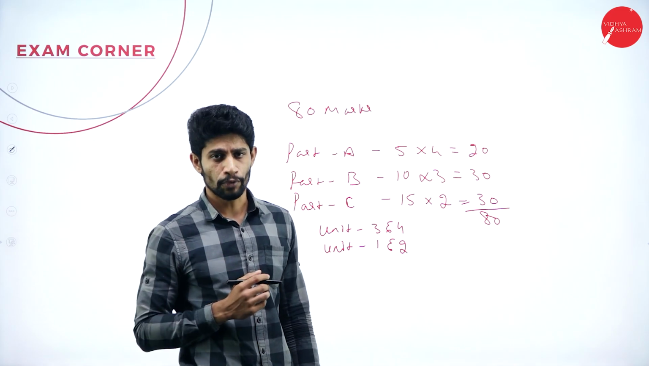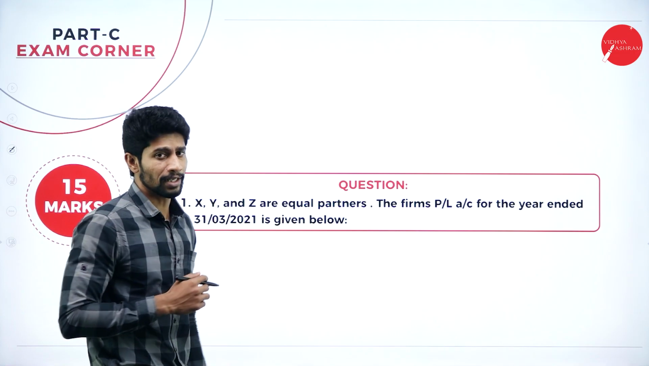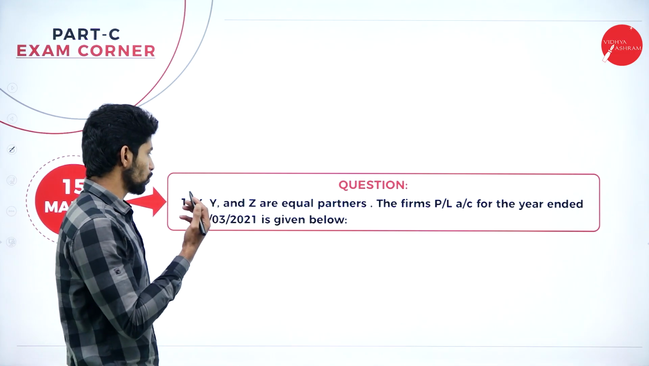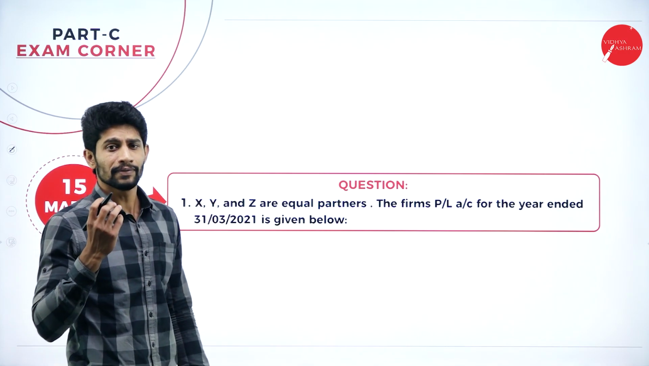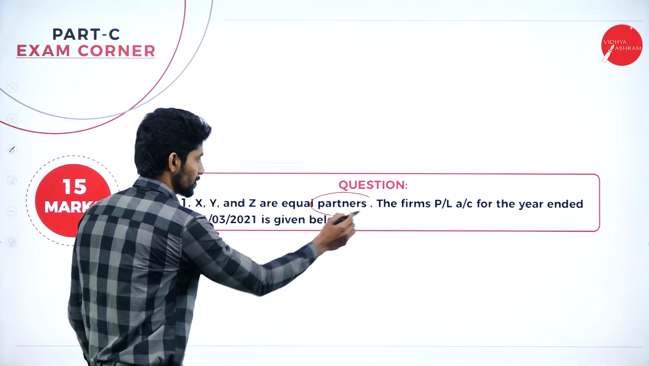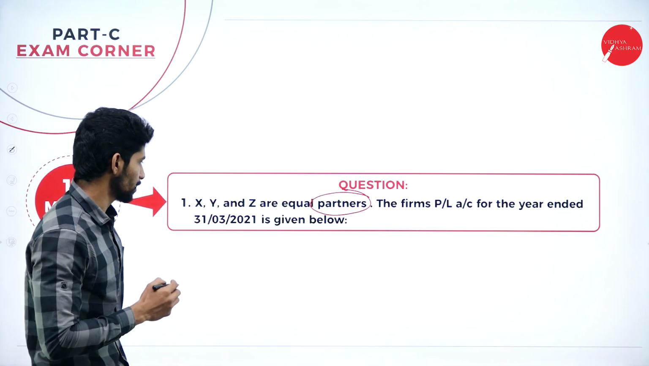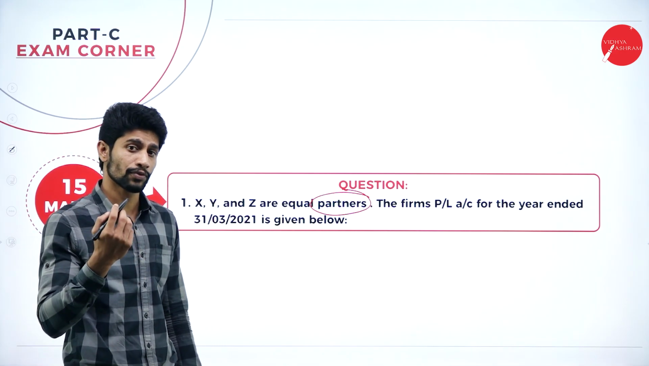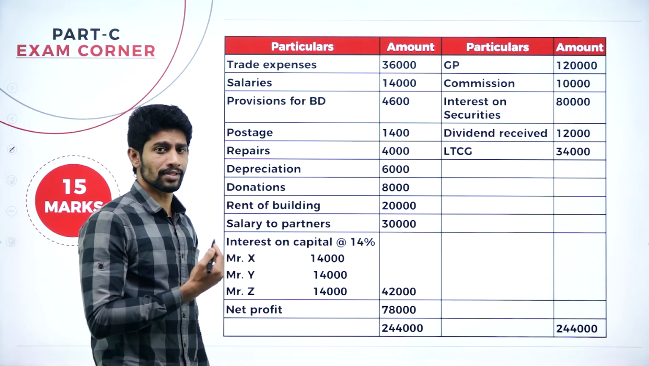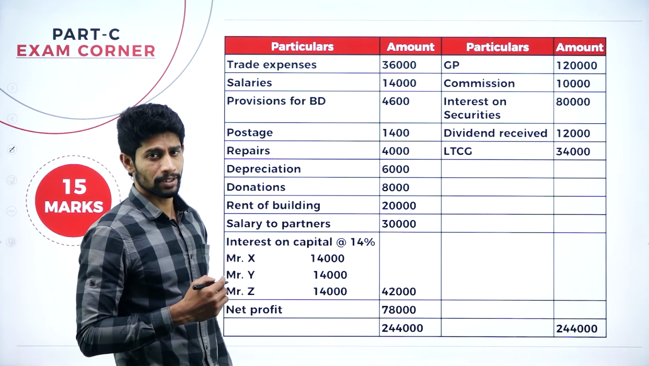So let us solve a few problems based on the question paper. Firstly, we will be solving the 15 marks question, that is Part C. In 15 marks, they might ask you to find out the business income and the total income with respect to partnership. X, Y, Z are equal partners. The firm's profit and loss account for the year ended 31st March 2021 is given below. By using this information, you are supposed to find out the business income under partnership, the total income and tax liability.